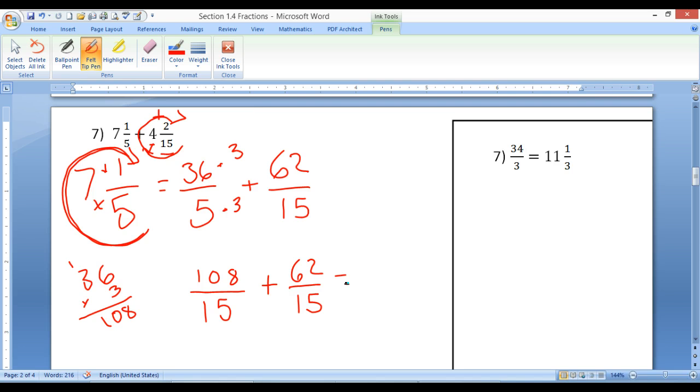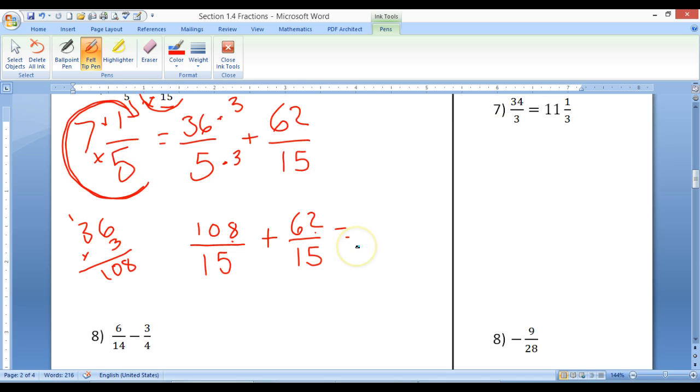108 plus 62, 8 plus 2. If you're not okay doing this horizontally, you could go ahead and do some math off to the side, a little bit of scratch work. I'm going to come over here and add. So this is just scratch work. We need to add 62 to 108. If you need to do this off to the side, feel free. If not, you could go ahead and add that vertically or horizontally.